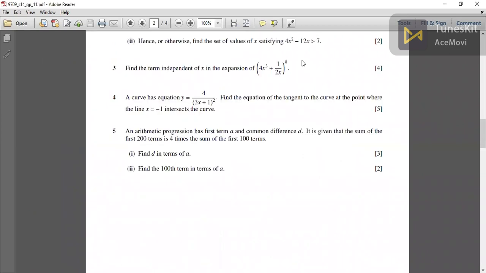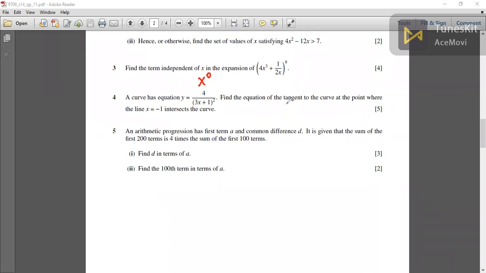Number 3, find the term independent of x. If it says independent of x, it means it asks you to find the coefficient of the x to the power of 0. Some students are confused with the word independent, so I just say to them, it asks you to find the x to the power of 0.